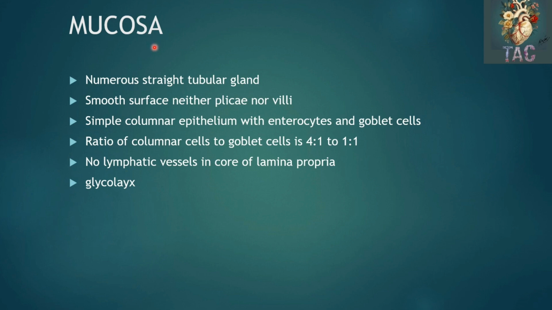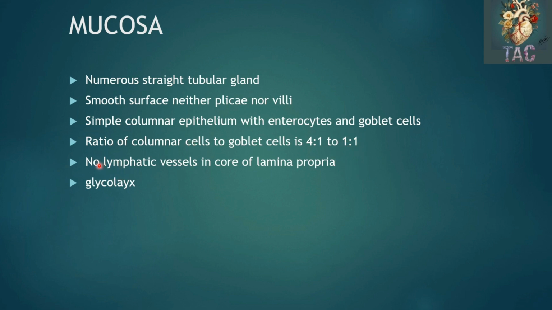Mucosa first. As you know, like all other tubular parts of the GIT, the large intestine also has four layers: the mucosa, the submucosa, the muscularis externa, and serosa. The mucosa has a large number of straight tubular glands. It has a smooth surface, neither plica nor villi, both are absent. Epithelium is simple columnar with enterocytes and goblet cells. The ratio of columnar cells to goblet cells is 4:1 in the first part of the large intestine, and it increases to 1:1 at the end.